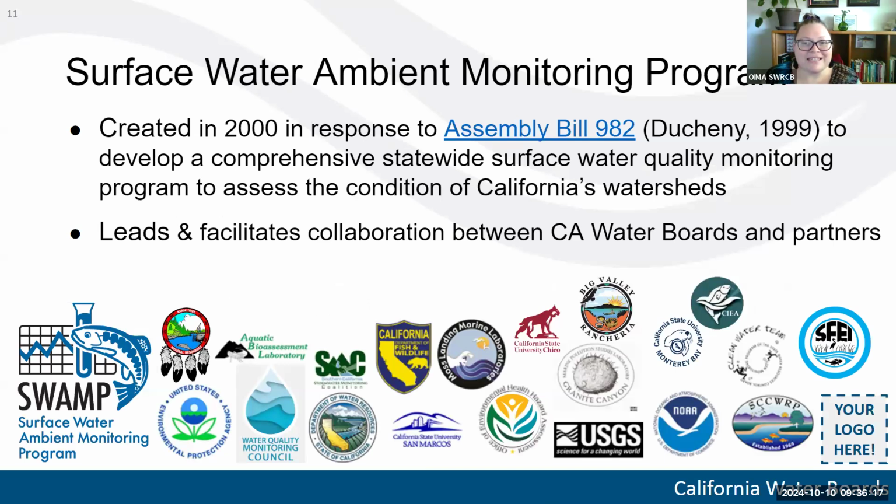Switching gears a little bit, we're going to dive a bit deeper into the Statewide Surface Water Ambient Monitoring Program, or SWAMP. SWAMP was established by the California legislature in 2000 to develop a comprehensive statewide surface water quality monitoring program to assess the conditions of California's surface waters and watersheds. As you'd expect, there's a lot to monitor. So SWAMP has been highly collaborative by nature from the start. We facilitate those collaborations and fund monitoring throughout the state.